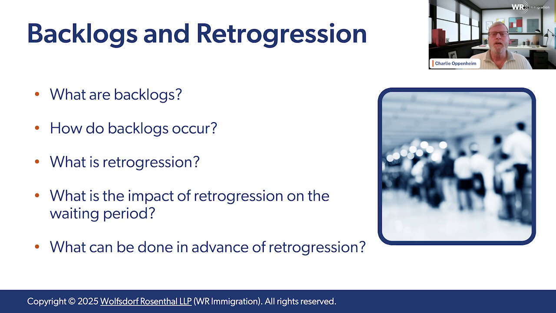So what they will do is they will retrogress, which is moving the date back. Say it may move back from January 1st of 2023 to July 1st of 2022. And that movement back to July is intended to limit future number use so the annual limit is not exceeded. Typically, these retrogressions occur at the end of a fiscal year, most likely in either August and or September.